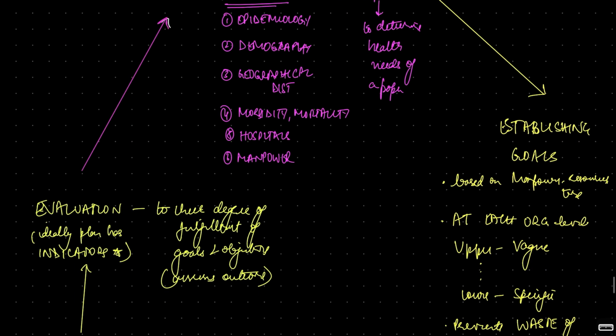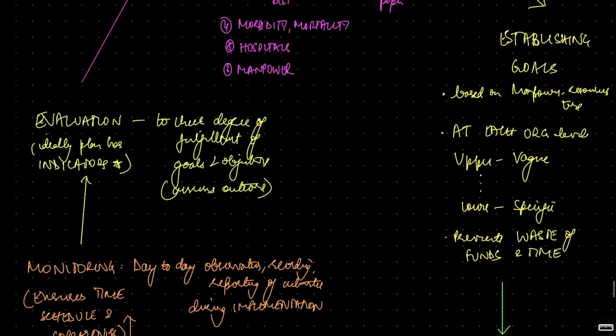Then we'll establish goals. The goals depend on the manpower, the amount of time you have, the amount of resources. You can't have unrealistic goals. It has to be realistic. And at each organization level, you should have a goal. That is important. Example, in national health program, you'll have national level, state level, district level, community level, village level. So at each organization level, you should have a goal. And the lower you go, that is the more you go towards district level and community level, you have more specific goals, and the upper levels of the organization, you'll have more of vague goals.